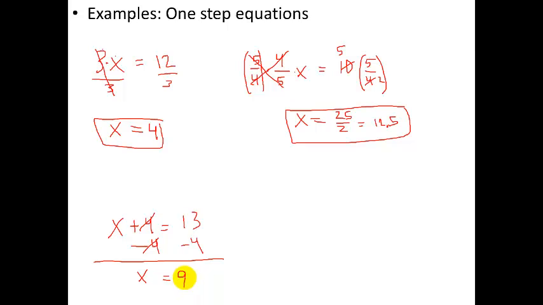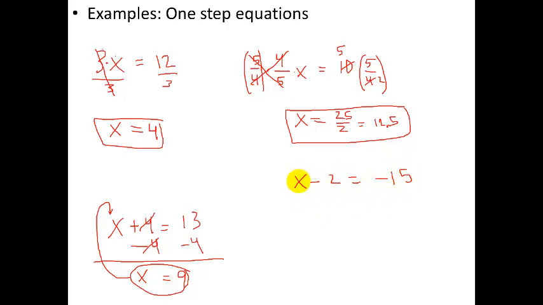And you can always plug this answer, the 9, back in. You don't have to physically write it out, but in your head you can plug this back in right here and make sure that it's reasonable. So 9 plus 4 equals 13. It looks good. Last one, let's go. I'll do 2 more. X minus 2 equals negative 15.